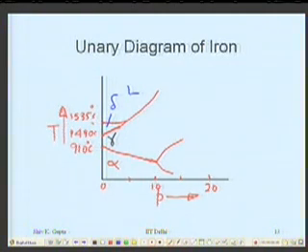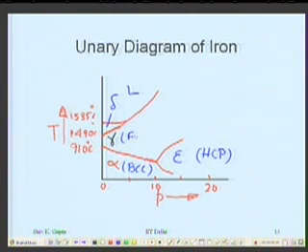And at very high pressures, which is beyond 10 gigapascals, and at some temperature below 910 degrees centigrade, it becomes HCP iron, what we call epsilon. Epsilon iron is HCP, alpha iron is BCC, gamma iron is FCC, and delta is also BCC.